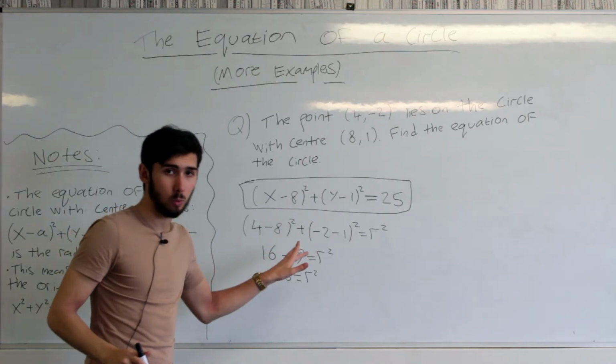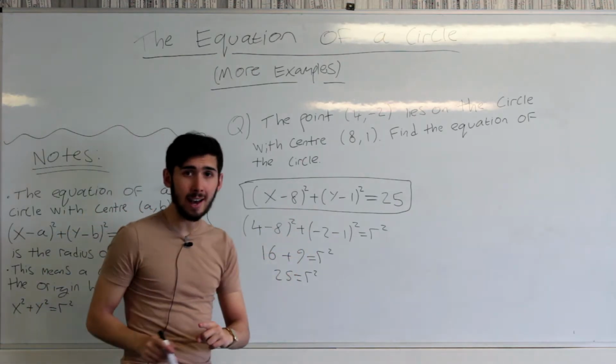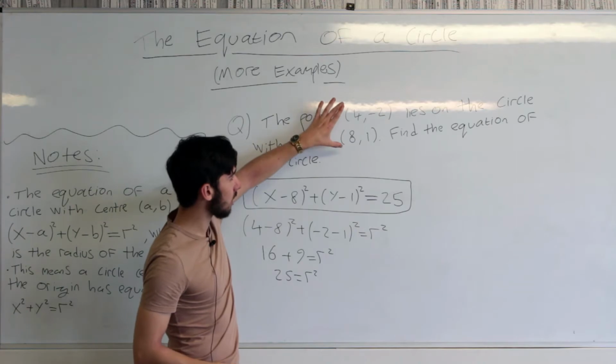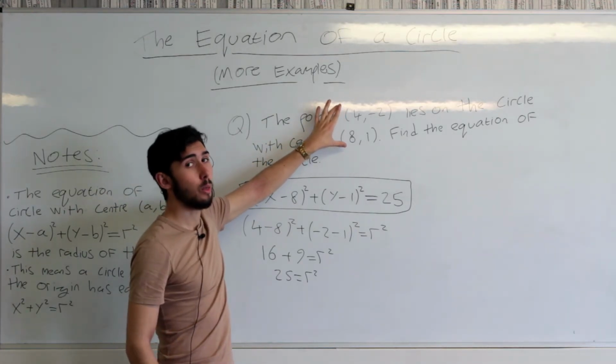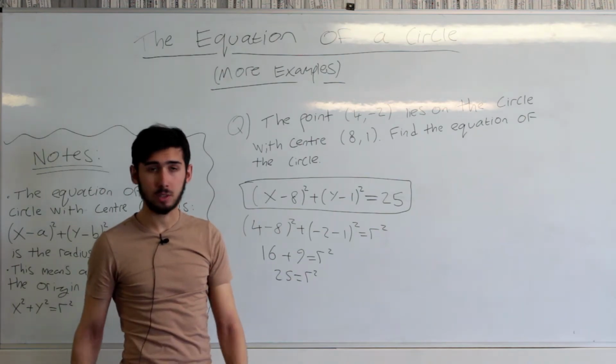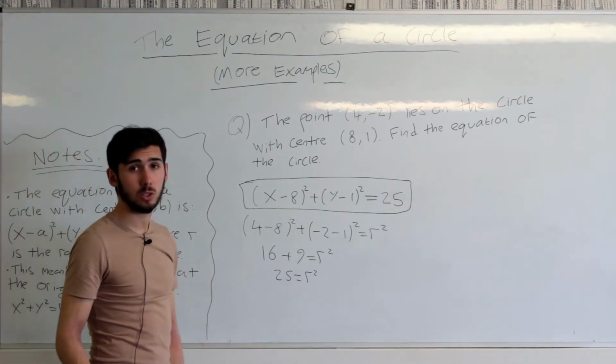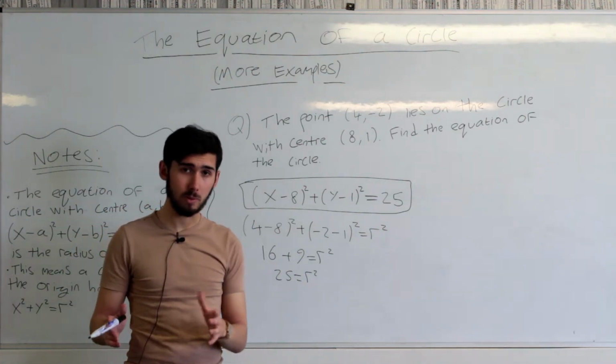If you're not comfortable with what I just did, you can find the length of this line segment. That will give you, not r squared, it will give you r. Then you need to square it, if that makes sense. Okay, so that's one thing. Let's just do a couple more examples, or maybe one or two.